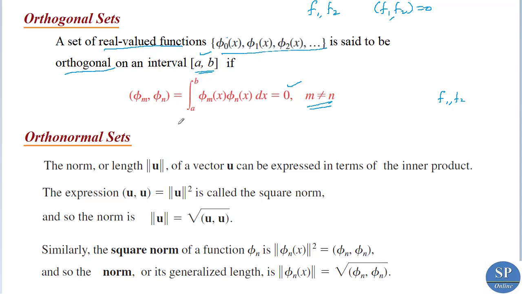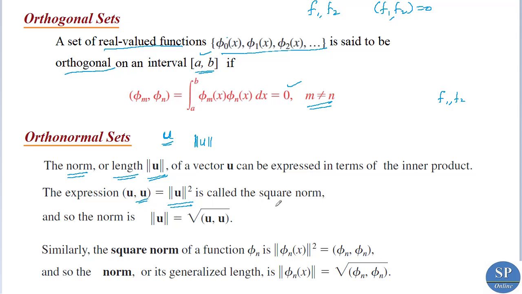Now, when can we say that a set of functions is orthonormal? Before that, we can discuss the norm of a vector or the norm of a function. Suppose u is a vector, then the norm of u, or the length of u, is denoted by norm u, and it can be expressed in terms of the inner product. That is, norm u whole square is equal to the inner product of u with itself.